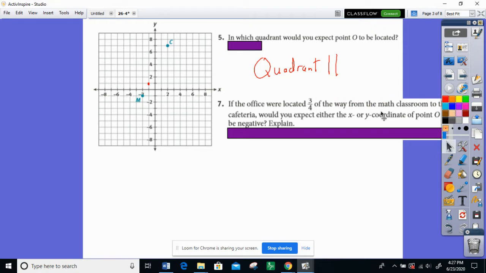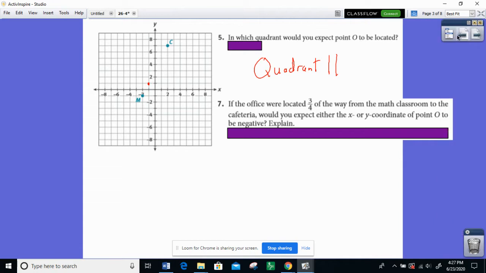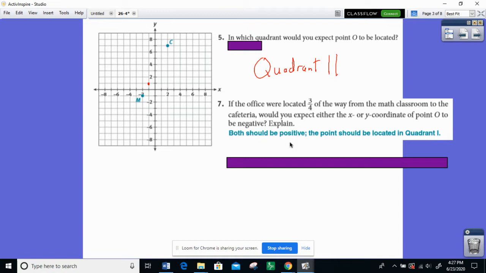If the office were located 3/4 of the way from the math classroom to the cafeteria, would you expect the x or the y coordinate of point O to be negative? Well, then both of those values should be positive, because then it looks like point O would be at the point 1, 5.